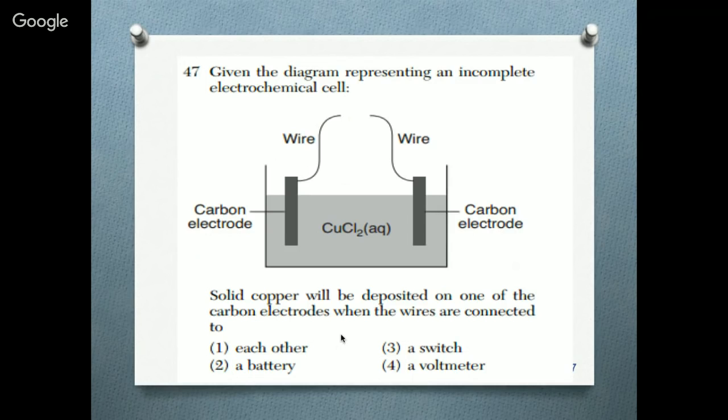All right, here's another picture from that same exam. It says, given the diagram representing an incomplete electrochemical circuit, solid copper will be deposited on one of the carbon electrodes when the wires are connected to. Right away, you want to look at it and say, this is only one container. There are not two separate compartments. One container means it must be an electrolytic cell. For it to be an electrolytic cell, I need external energy. I need to have a battery. So choice 2.